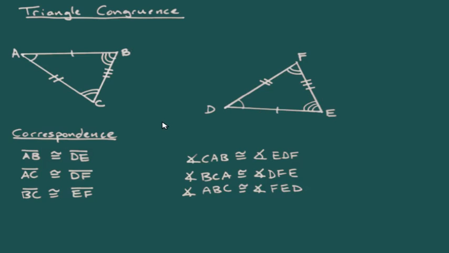So to say that two triangles are congruent really just means, for all intents and purposes, there's a matching up of the sides that are going to be congruent, and there's a matching up of the angles that are going to be congruent, so that for all intents and purposes, those are the same exact triangles.